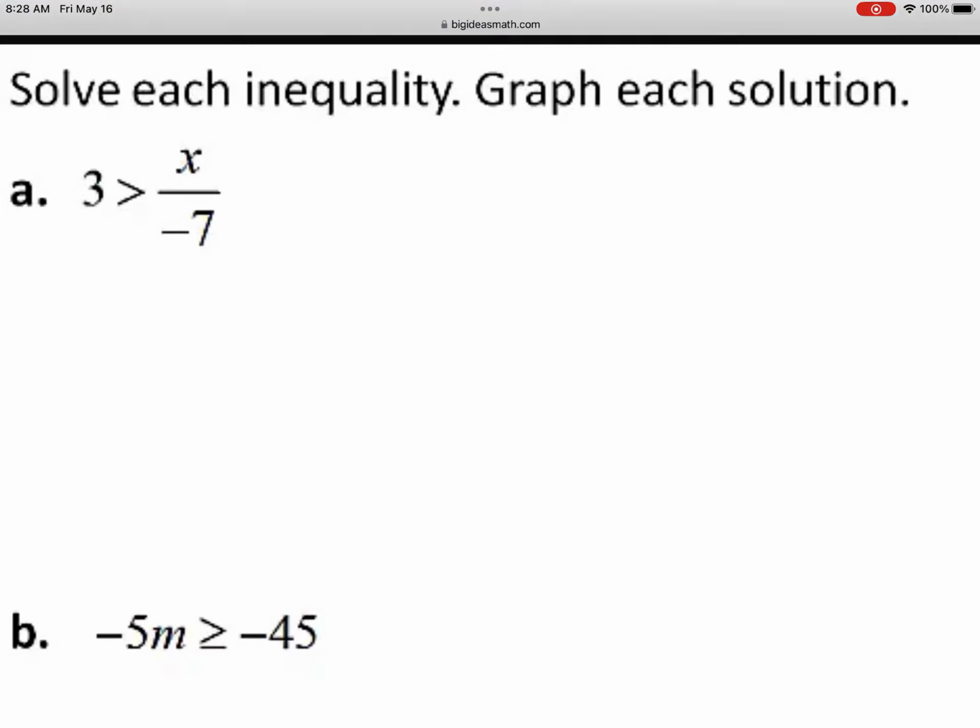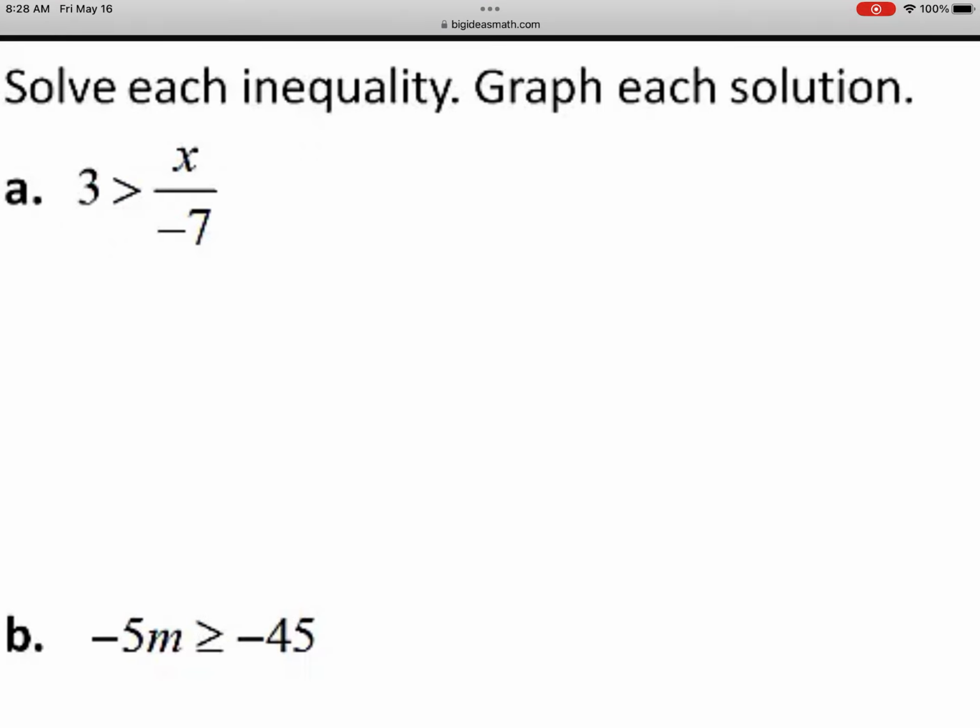Solve each inequality. Graph each solution. Part A. 3 is greater than x divided by negative 7. First write the inequality. 3 is greater than x divided by negative 7.